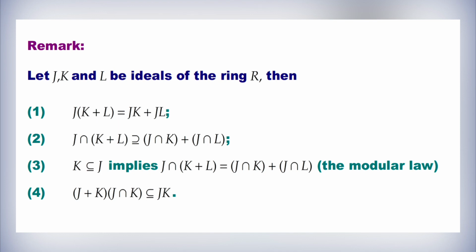Let us discuss some of the properties of ideals as a remark. Let J, K and L be ideals of the ring R. Then, number 1, J times (K plus L) equals JK plus JL. Number 2, J intersection (K plus L) contains J intersection K plus J intersection L. Number 3, K subset of J implies J intersection (K plus L) equals J intersection K plus J intersection L. This is by the modular law. And number 4, (J plus K) times (J intersection K) is a subset of JK.